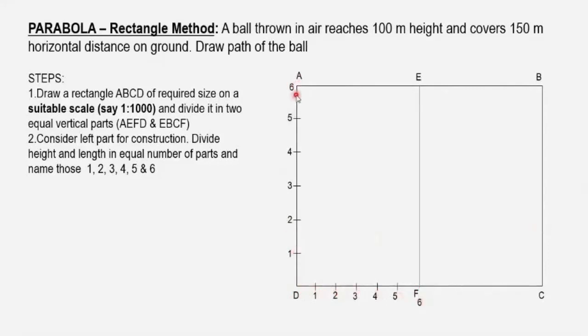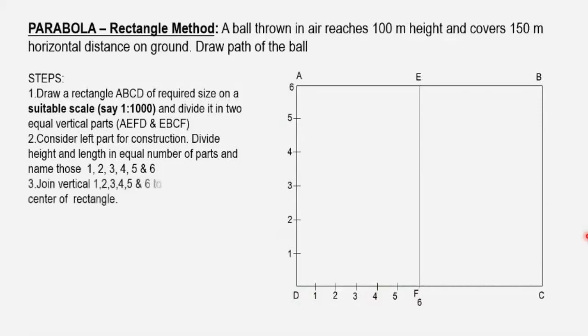Now whatever is the number of parts of the vertical line, the same number of parts I have to make on the horizontal line, and these parts should be equidistant. Here we cannot take any distance. These have to be equidistant. So I am dividing AD into equal number of parts and DF also into the same number of equal parts.